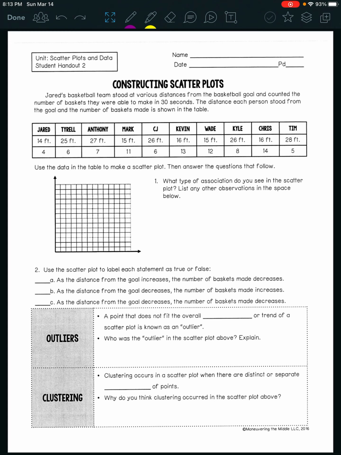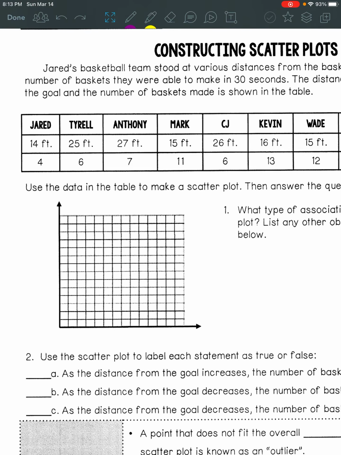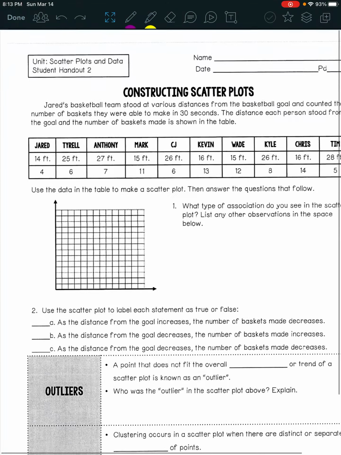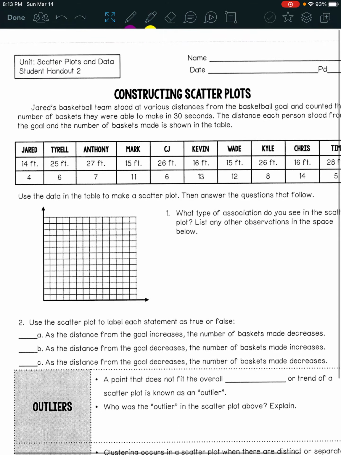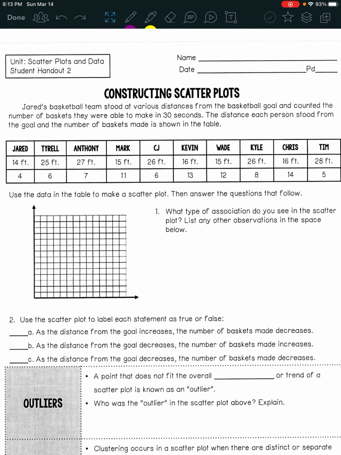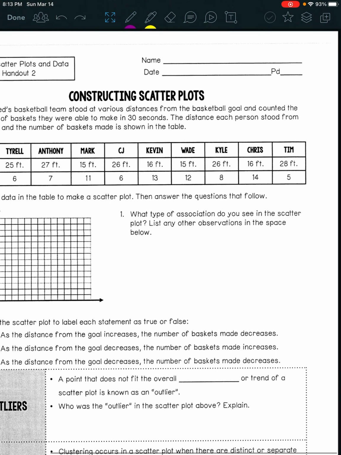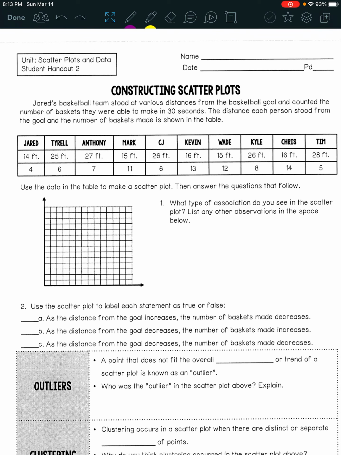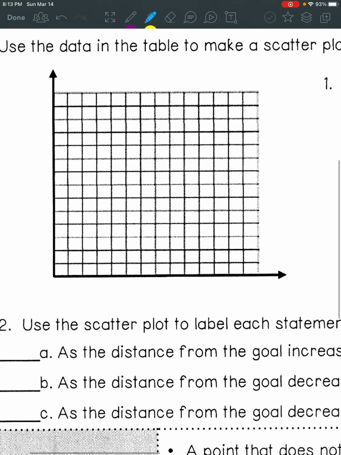When we do this, we want to make sure that all of our data points will fit on this graph. Notice that nothing is labeled on the x and y axis. So let's first figure out what's going on. Jared's basketball team stood at various distances from the basketball goal and counted the number of baskets they were able to make in 30 seconds. The distance each person stood from the goal and then the number of baskets made are shown in the table. So the two variables we're looking at are the distance each person stood from the goal and the number of baskets that are made.